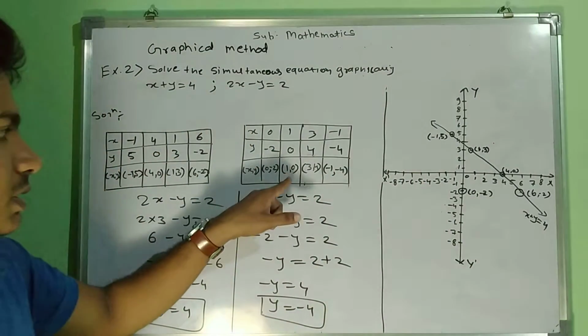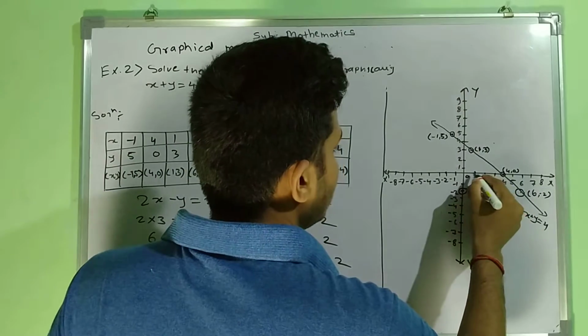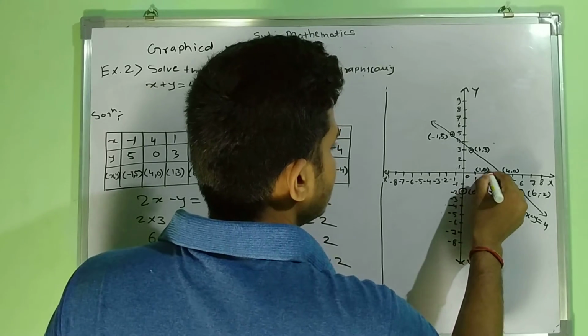Next point is 1, 0. So on x axis 1 and on y axis 0. So 1 comma 0, that point is here.